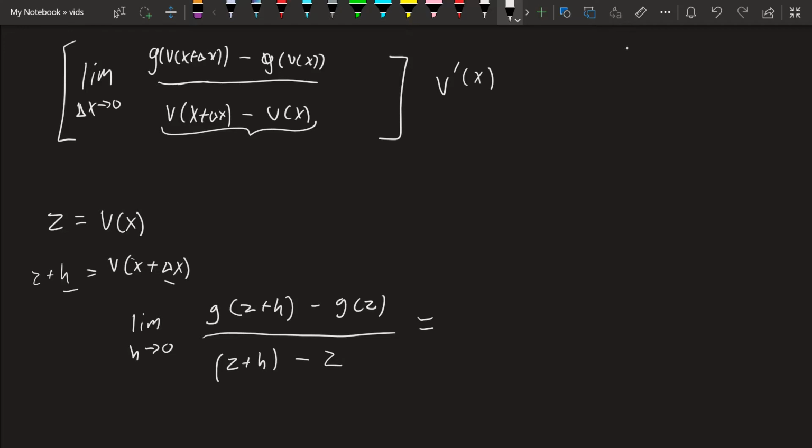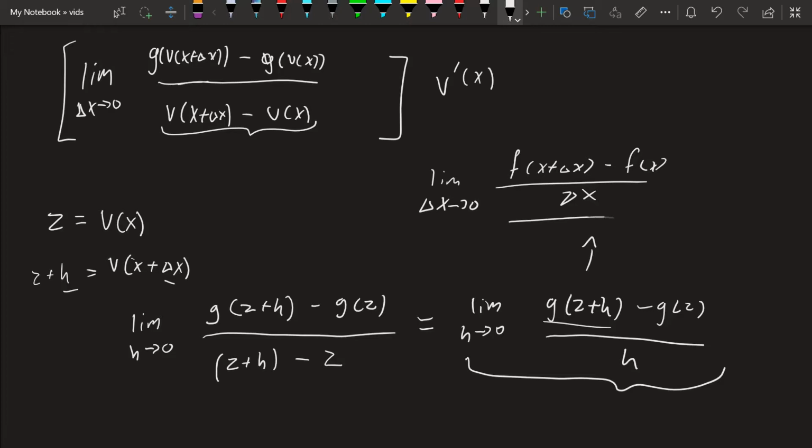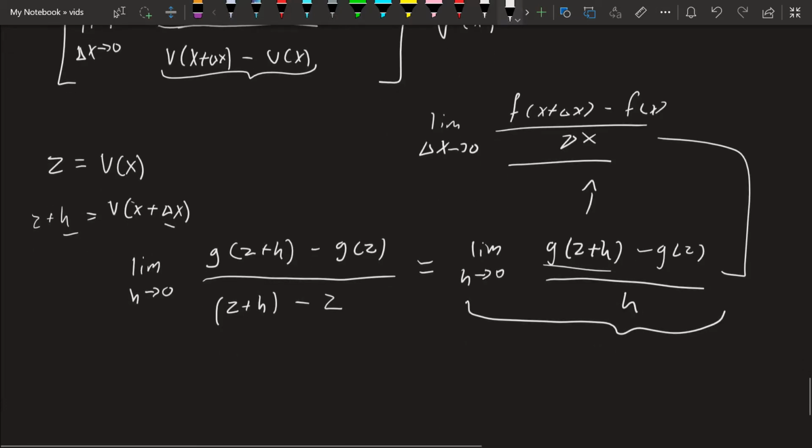Right, guys? Well, what does this look like? Let's simplify the denominator. It looks like the limit as h goes to 0, g of z plus h minus g of z over h. This is exactly the derivative of g, because look, this looks similar to f of x plus delta x minus f of x over delta x with a limit, right? It looks exactly the same. Compare these two expressions. So what can we do here?